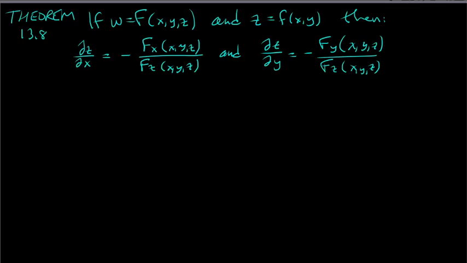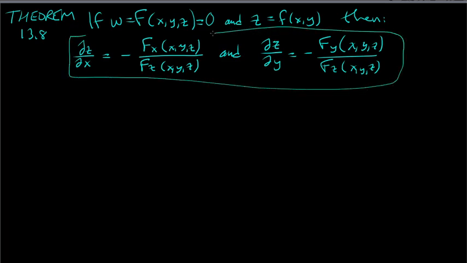Okay, so here's the more general theorem I was just mentioning. W is a function of x, y, and z, and this equals 0. I forgot to mention that this is an equation here. And then z is a function of x and y, little f of x and y. And the idea is we want to find the partial of z with respect to x and the partial of z with respect to y. And, well, by the chain rule and implicit differentiation, here they are.